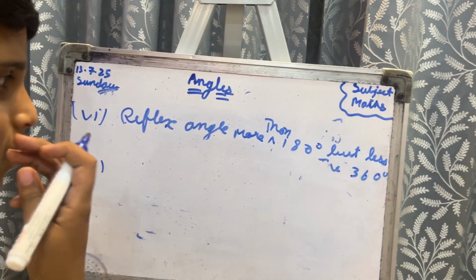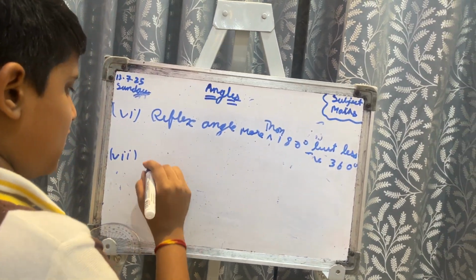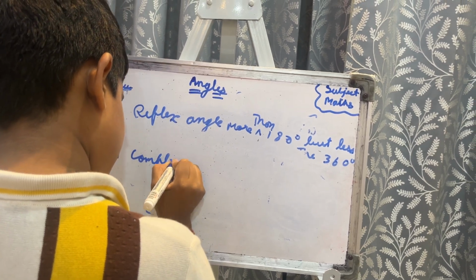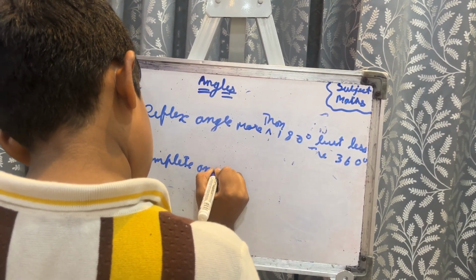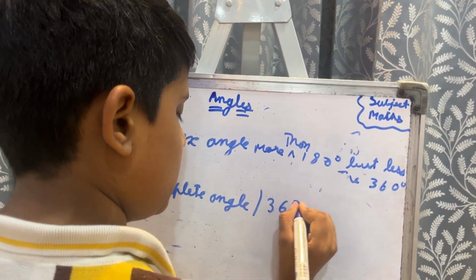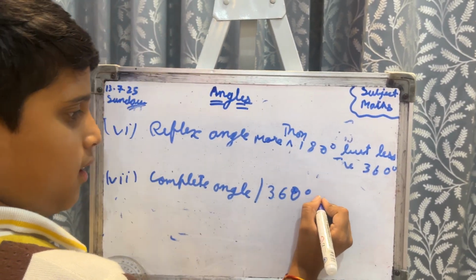So now I will tell you about which angle? Complete angle, and its second name is 360 degree angle.